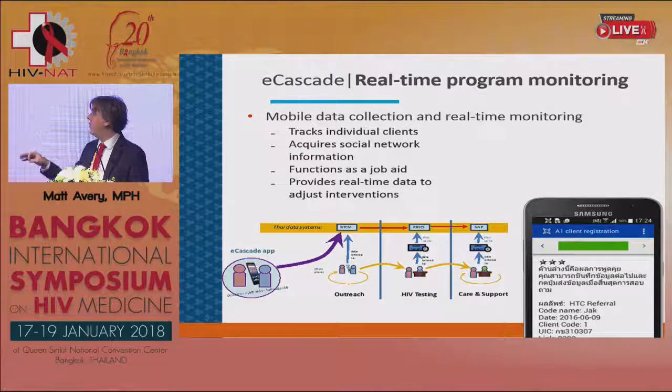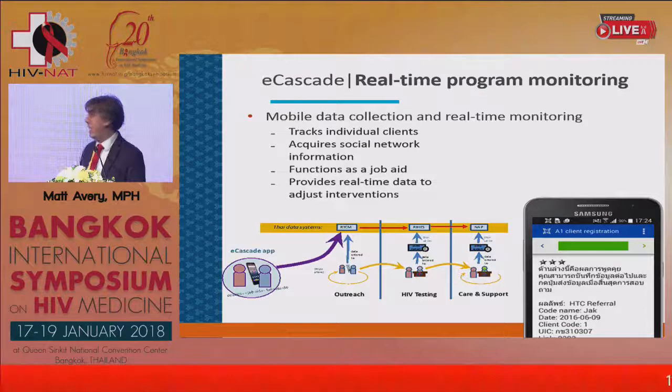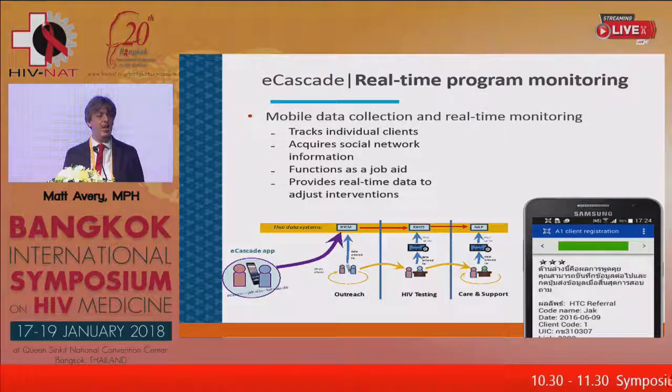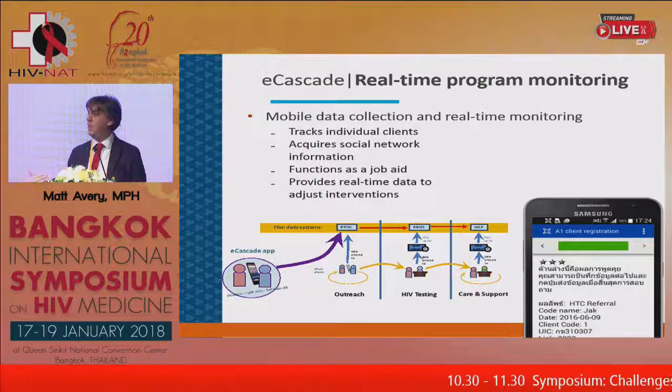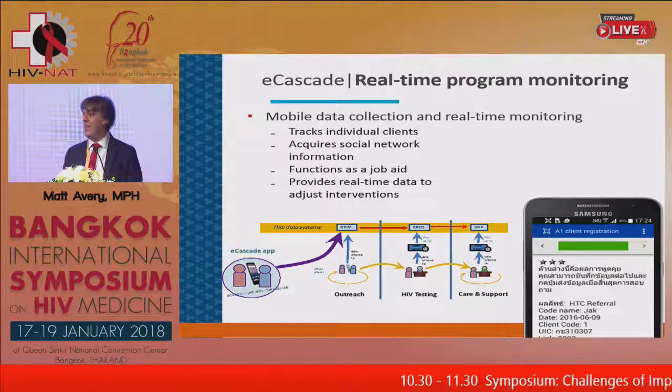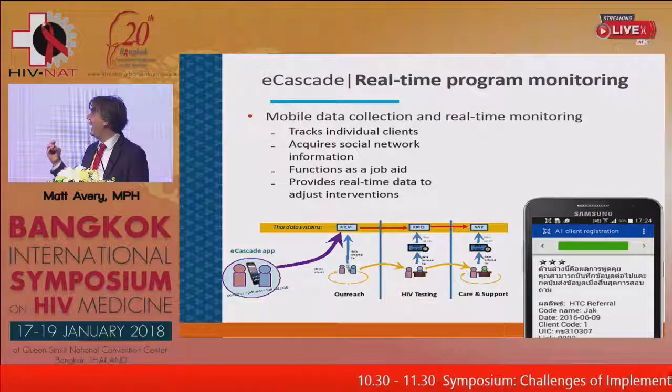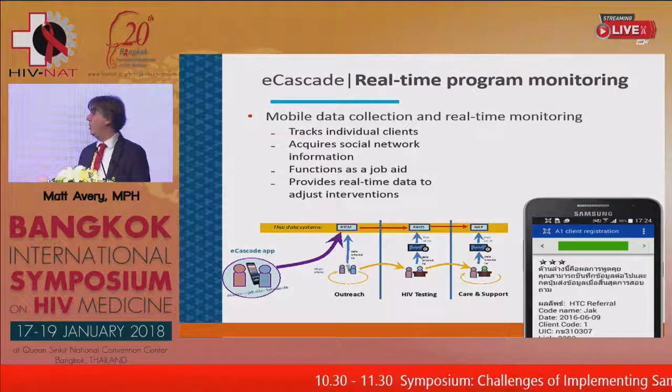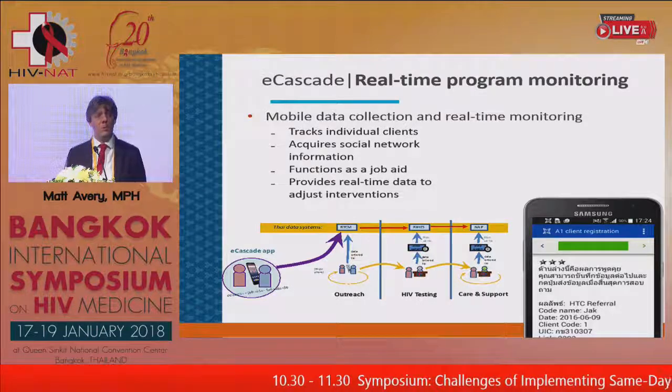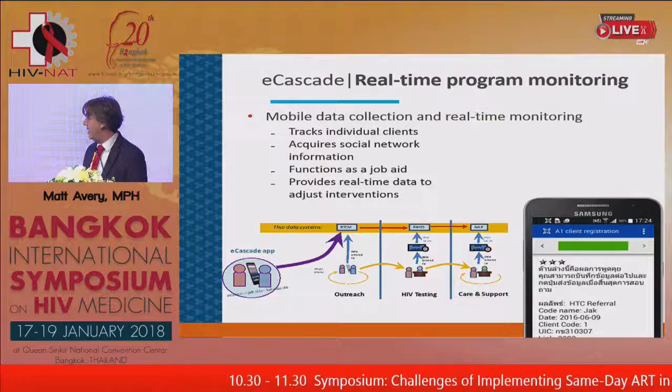The application helps us to track individual clients by unique ID code across all of the stages of the cascade, so we can see where people are being retained and where they're falling out of the cascade. It functions as a job aid. So for instance, it helps our outreach workers to follow a specific SOP when they are interacting with people in the field and make sure that individual clients receive the messages and information they need based on their specific risks. And it provides real-time data so that we can adjust our interventions based on what's working, what's not working, where people are falling out of the cascade.